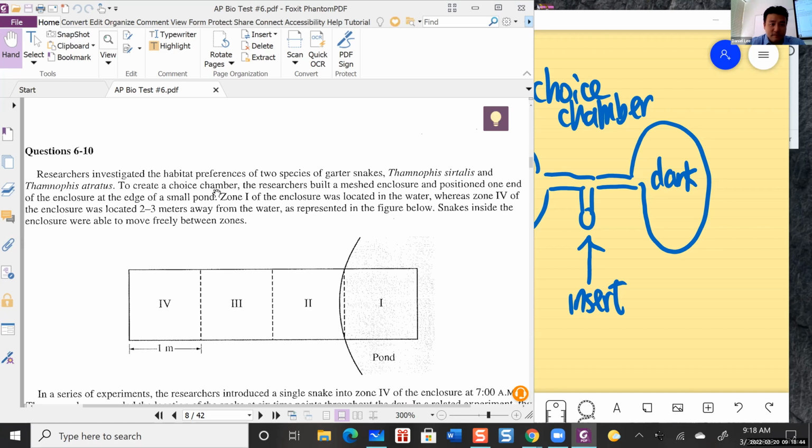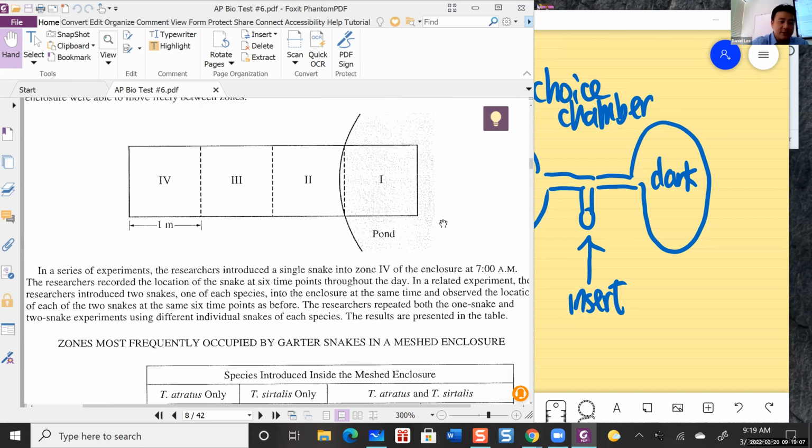You need to know. So to create one, we build this enclosure. You can see here, one is in the pond. So you get drier as you go 1, 2, 3, 4. So 4 is the furthest away from the pond. So this is the preference for water. So two snakes. They're different species because you can see the same genus. They're both T, right? Different species.